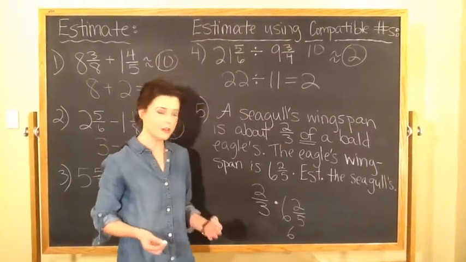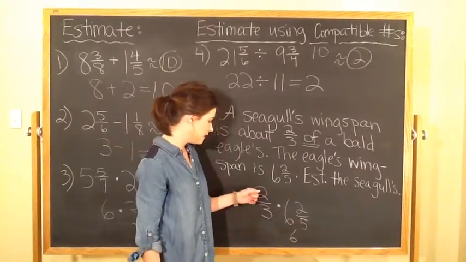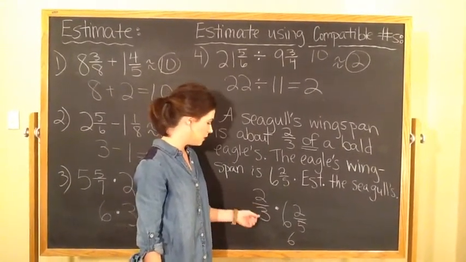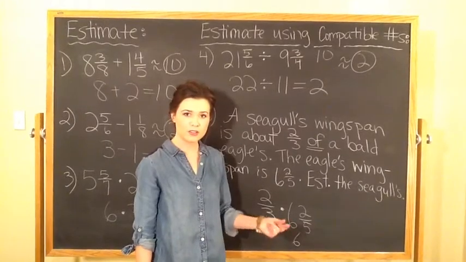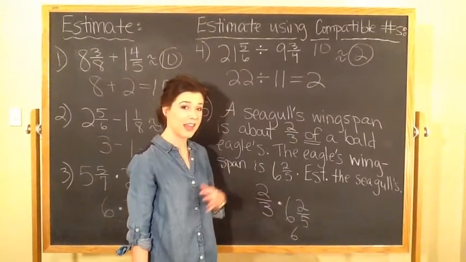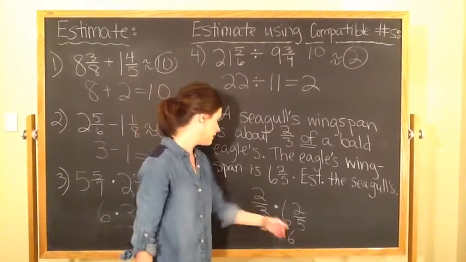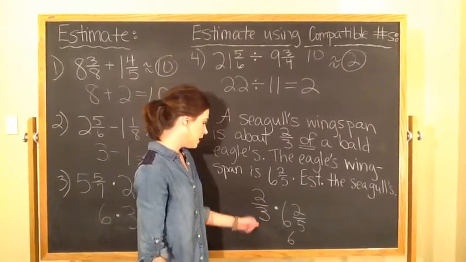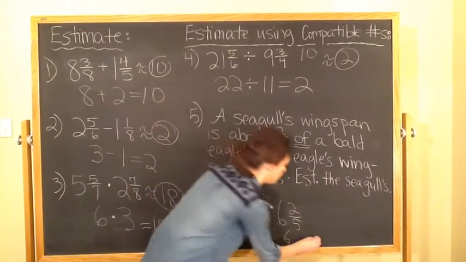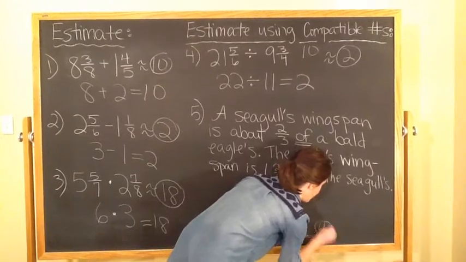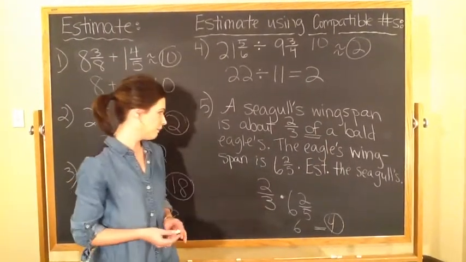But in my head, I noticed that if I multiply 6 times 2, I'm going to get 12. Divided by 3 is going to give me 4. So it's a little bit easier to do it in my head that way. So I'm going to go ahead and do 6 times 2. I'm going to get 12. And then divided by 3, which is going to give me 4. So my answer is about 4.